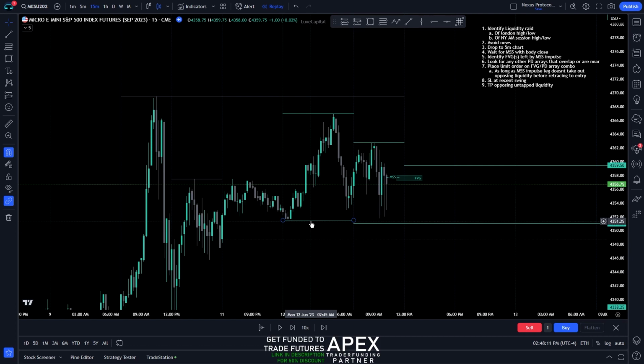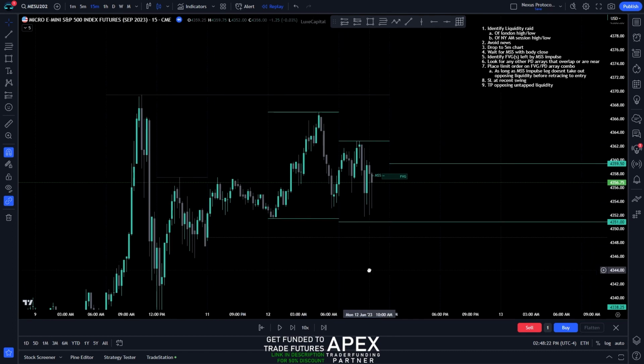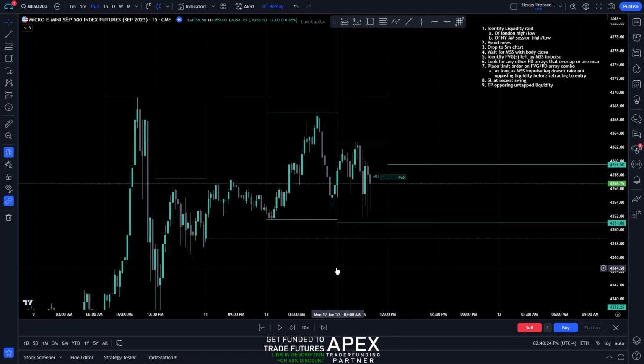That's it. I don't care about anything else. So I'm waiting for this level down here or this level up here between midnight and 7 a.m. to get swept. I don't really care what time that happens, as long as it's within the morning session. So the first step is identify the liquidity: the London high or low if you're trading the New York morning session, or a sweep of the New York morning session high and low if you're trading the New York PM session.